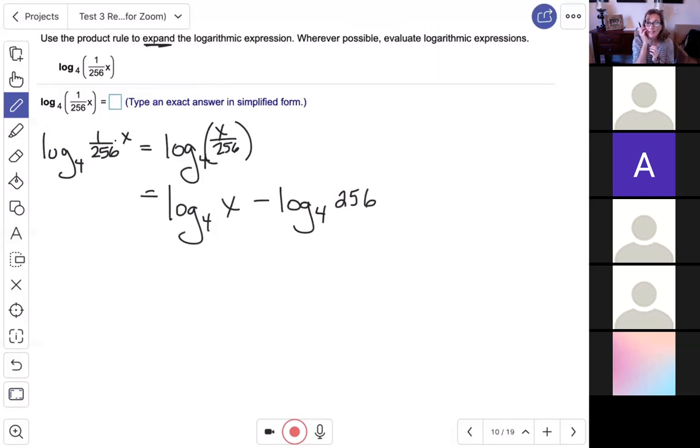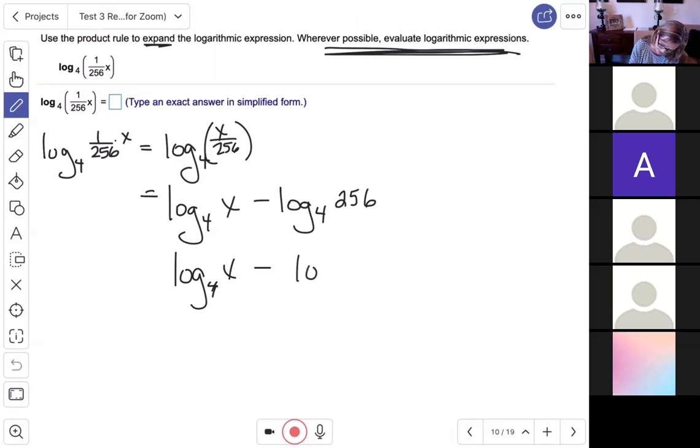Okay, they want you to take it a step further. Notice they say wherever possible, evaluate the log expressions. There's nothing you can do with log base 4 of x. But over here, when you have log base 4 of 256, please look for this. This is what we were just talking about with the shortcut method. You don't have a graphing calculator to type it in, but if you can write it in terms of the same base, now you wouldn't look at 256 and immediately think, oh, that's 4 to the 4th, okay? But I'm telling you to look for that, okay?